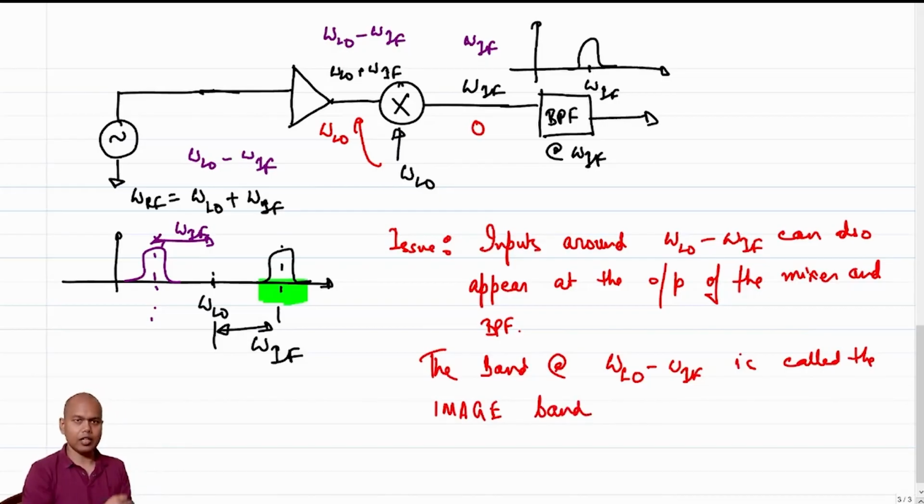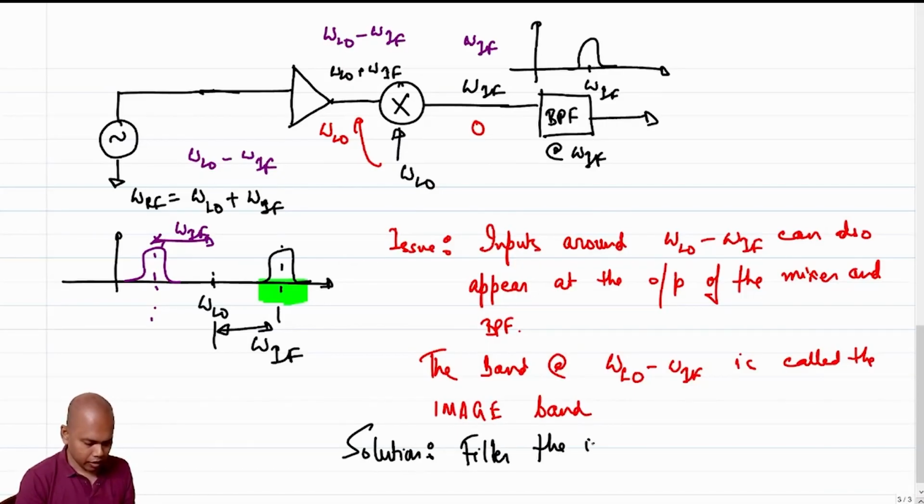It's the image of the intended frequency, right? Now note that it's not always omega LO minus omega IF that is the image band. If your intended signal is at omega LO minus omega IF, then omega LO plus omega IF will be the image band. But this image band is a problem if you choose your omega LO to be away from omega RF. So what is the solution? The solution is to filter the image upfront.